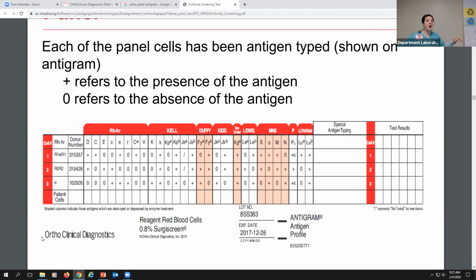Some students ask me, well, why are those columns shaded? That's why. They're destroyed by enzyme. All right, so the way enzyme treatment works, you can do it two different ways. You can purchase enzyme-treated commercial manufactured cells, which is why these columns are shaded, because Ortho provides those already enzyme-treated cells. Or you can purchase the enzyme reagent, the ficin reagent, treat your panel cells yourself, and then rerun your test using patient plasma. Most blood banks are going to buy them already commercially enzyme treated. It's probably easier, cheaper to do it that way.